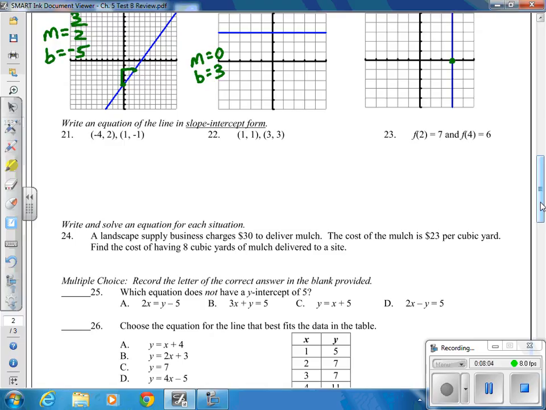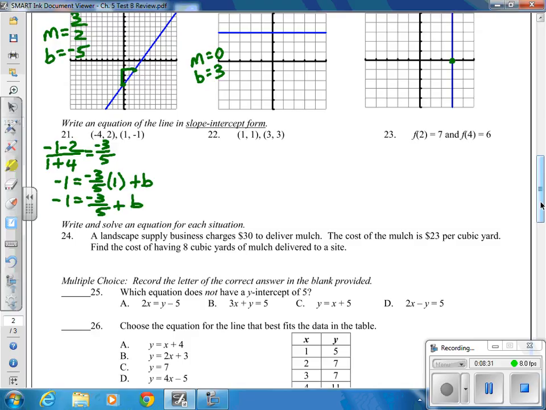So for 21, your slope formula would be negative 1 minus 2 on top and 1 plus 4 on the bottom. This gives you negative 3 over positive 5. That's your m. Okay, so now you want to pick one of the ordered pairs and find your b. Right, so I'm going to choose 1, negative 1 because the numbers are smaller and easier to deal with. Negative 1 equals negative 3/5 times positive 1 plus b. That gives me negative 1 equals negative 3/5 plus b.